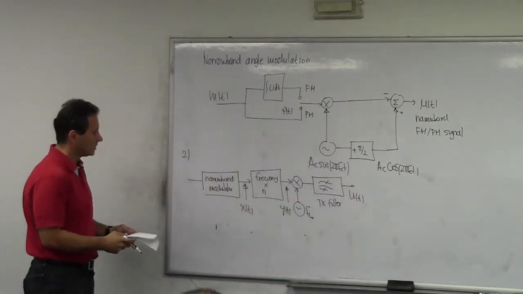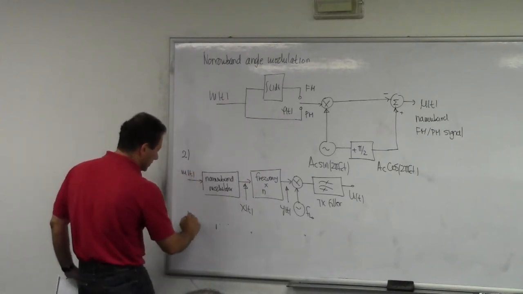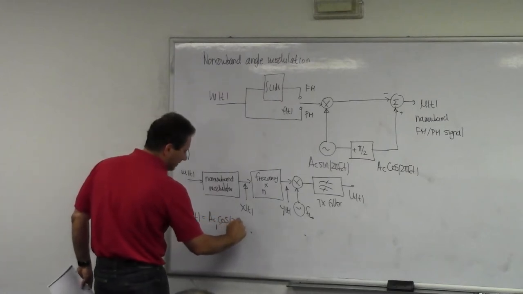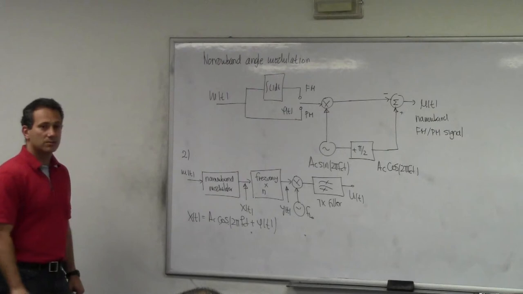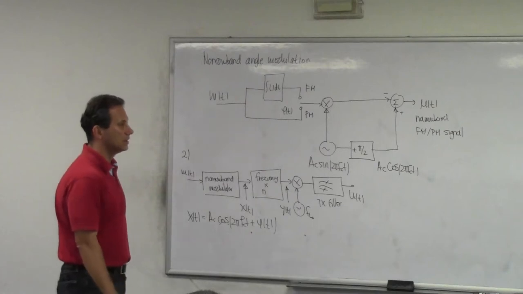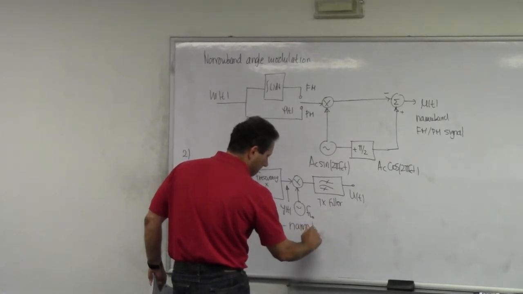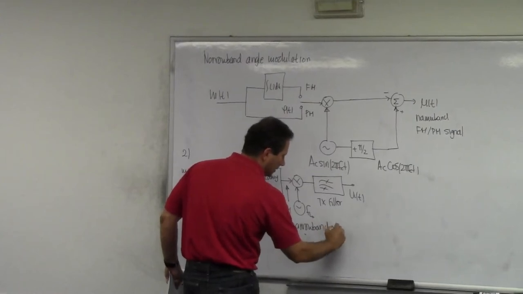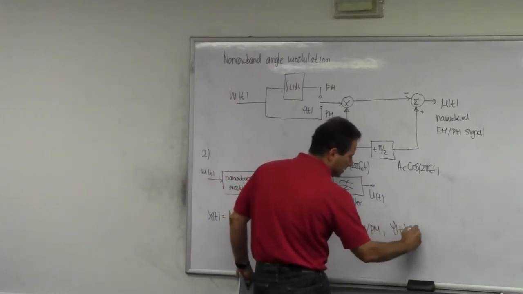Okay, so let's talk about how this works. X of t, this is m of t coming in. X of t is a narrowband modulated signal. So x of t is going to be ac cosine of 2 pi fct plus phi of t. The important part here is that phi of t is small. However I create it, I can create it this way, or I can create it using the voltage controlled oscillator, but this is narrowband FM or PM, which means phi of t is small.